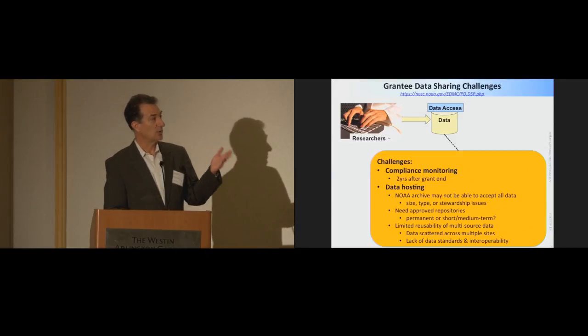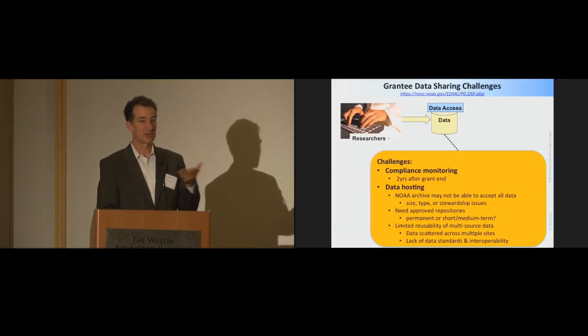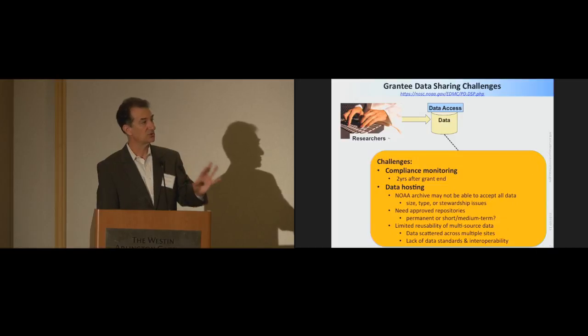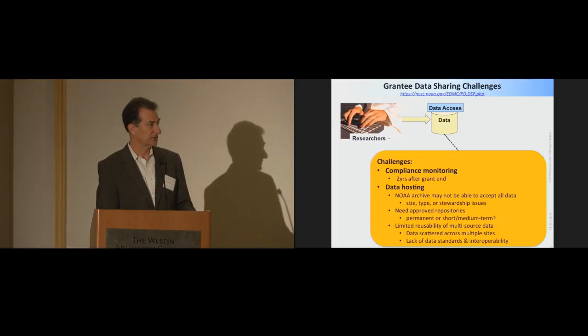And then hosting. We can't necessarily take all of the grantee data in our archive. It could be a question of volume, could be a type we've never seen before. We may not be willing to steward it for decades, because that's what we agree to do when we take it into our archive. So where should you put your data? We need some approved repositories, probably domain-specific ones that are good for the community. And do you put your data in there permanently, a century, or is it just 5 years? That's never really been answered.